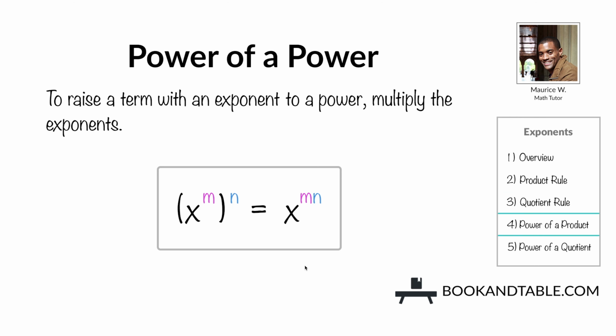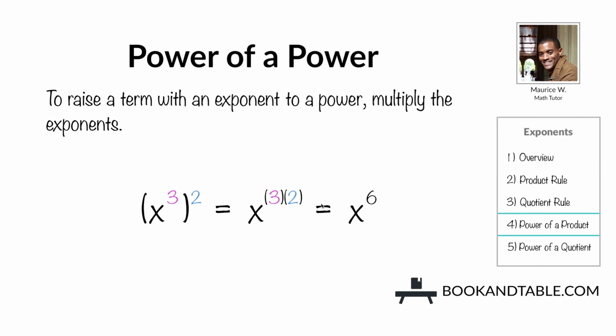So before we discuss the power of a product rule, we'll first take a look at the power of a power. To raise a term with an exponent to a power, multiply the exponents. So if you had x to a power of m to a power of n, you're going to multiply this exponent and this exponent. So this would give you x to a power of m times n. Let's say you had x cubed and then you wanted to square it. That's the same as multiplying the 2 and the 3 to give you x to the 6th.